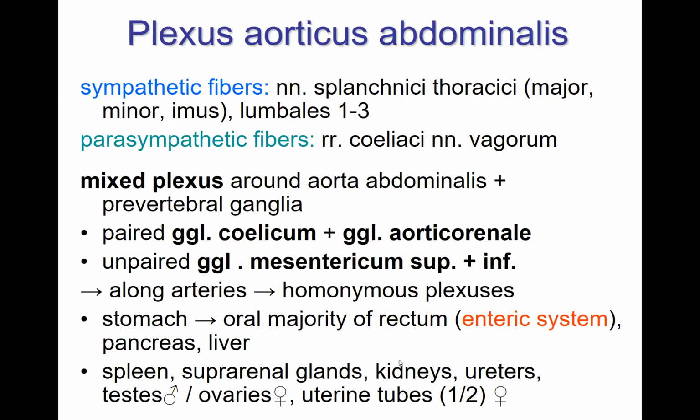What does the plexus innervate? It innervates all the organs which are supplied by these vessels. That means foregut, midgut, and it innervates other organs which are supplied. Splenic artery, spleen, renal artery, kidneys, and part of ureters, suprarenal glands, testicular, ovarian, testes and ovaries, and the ovarian artery also supplies part of the uterine tube. So if you know vessels, not a problem in innervation. Of course, it supplies pancreas and liver, which are pouches of foregut.